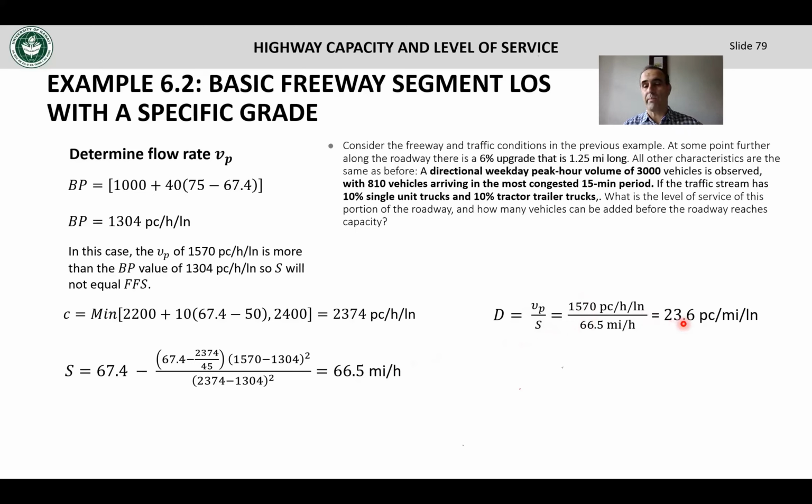And again, you have to compare with the thresholds for the level of service. We find that that value, even though it's higher than what we had before, still falls between 18 and 26. So we're still at level of service C. And that answers the first part of the question.